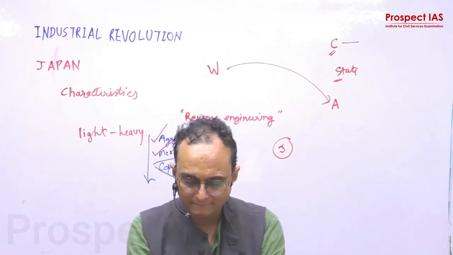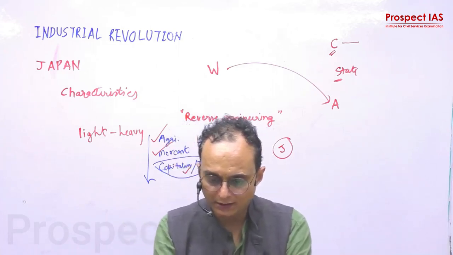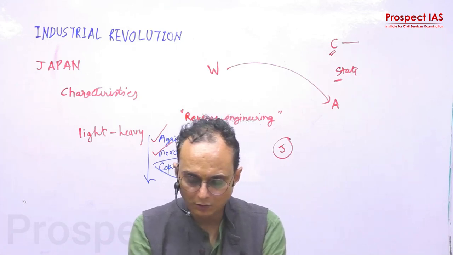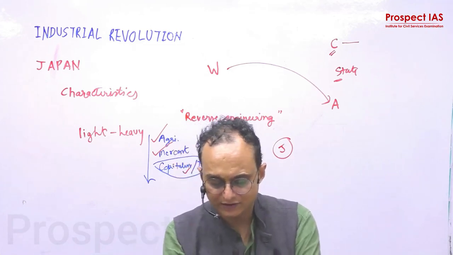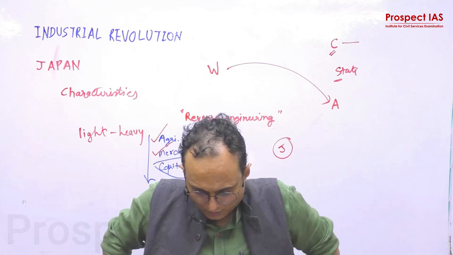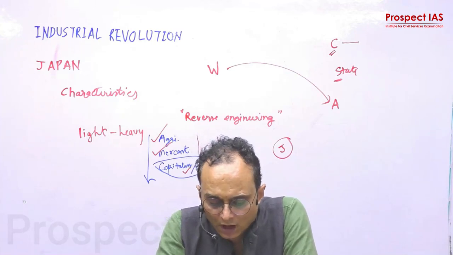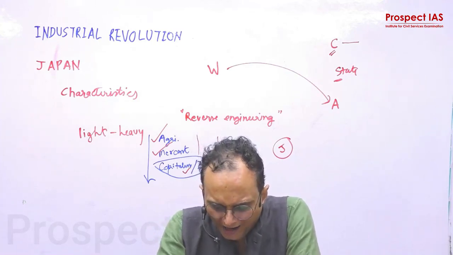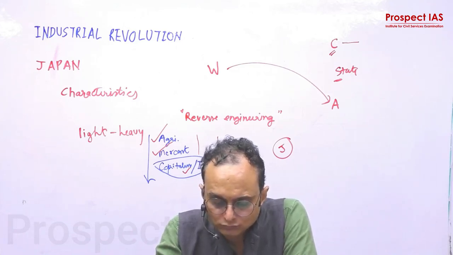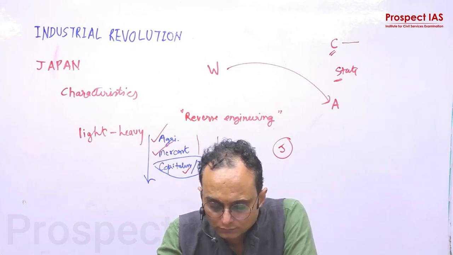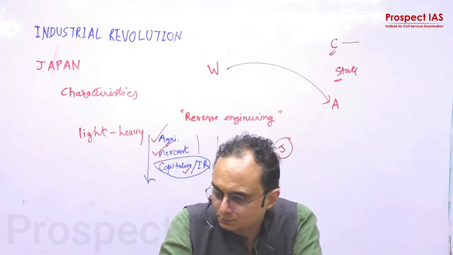Japan did not have colonies and private investors and big private investors. That's why the state took up this responsibility and the following measures were taken up.